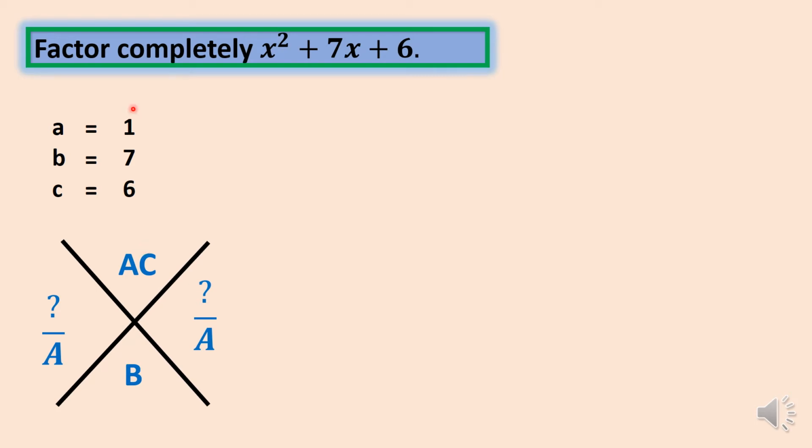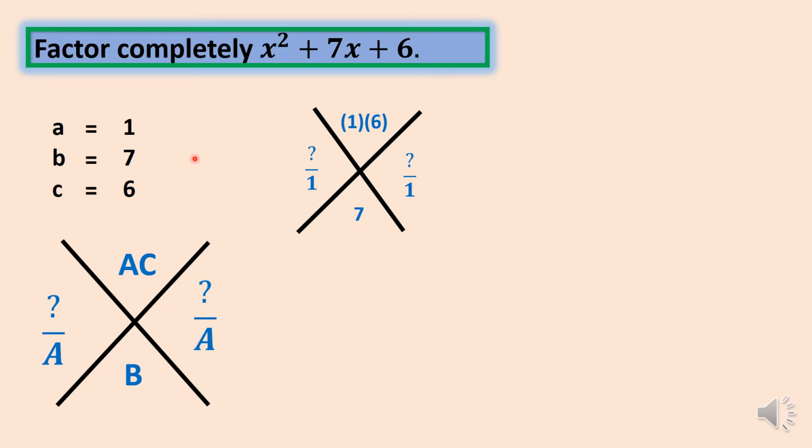So next is to substitute now our A, B, and C into our AC form. So you have now A and C, you have 1 and 6. So you have now 1 times 6. So next, here at the bottom, you have B. So B is equal to 7. And then for the left and right part, you have over A. So our A is 1. So we can write it as question mark over 1 and then question mark over 1.